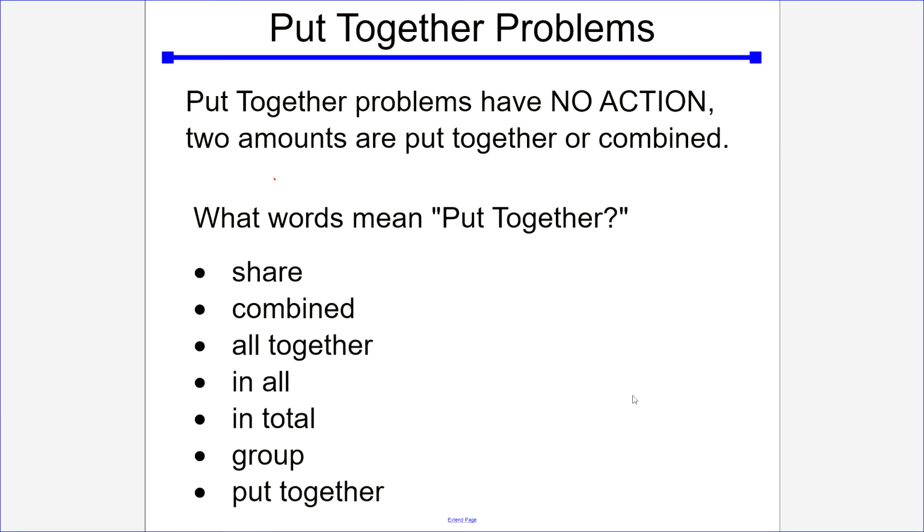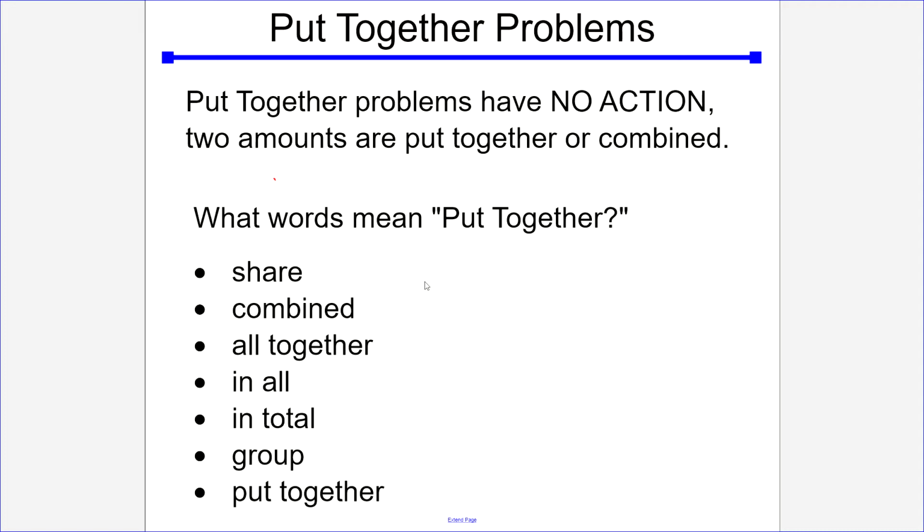In a put together problem, there is no action. The 2 amounts are simply put together or combined. There are many words that mean put together, and they're words that we'll see in story problems. They give us a clue that tells us this is a put-together problem. Sometimes in a story problem, you might actually see the words put together, but oftentimes we see other words that are clues that mean put together.